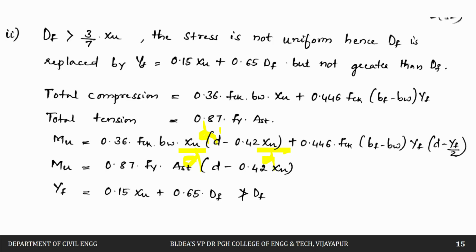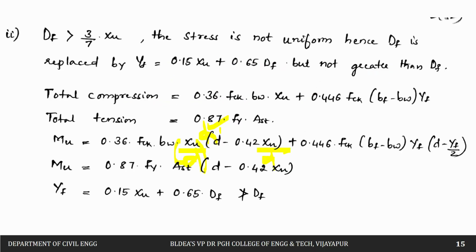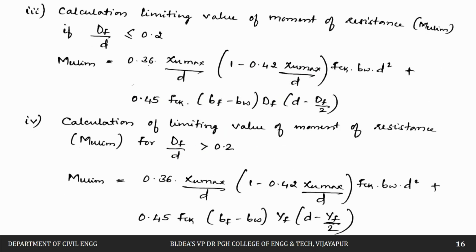Therefore it will be 0.36 FCK into BW into xu by d, and this will be d square. So the same thing here, we are going to have 0.36 xu max by d into FCK into BW into d square into 1 minus 0.42 xu, plus 0.45 FCK into (BF minus BW) into bracket of df into d minus df by 2. This is nothing but the same equation we have seen. Further, if you simplify this, we are going to get this equation.